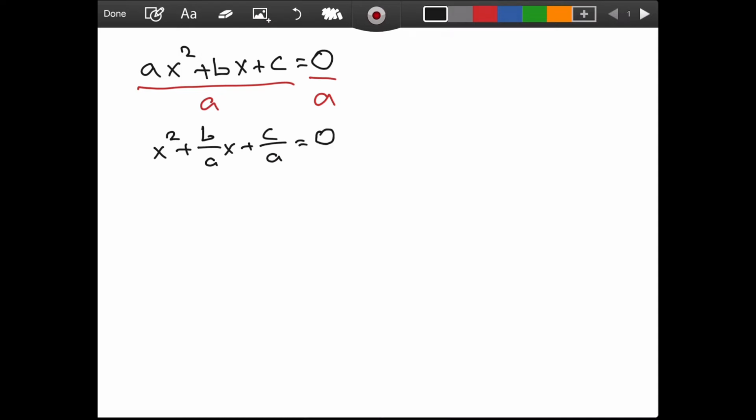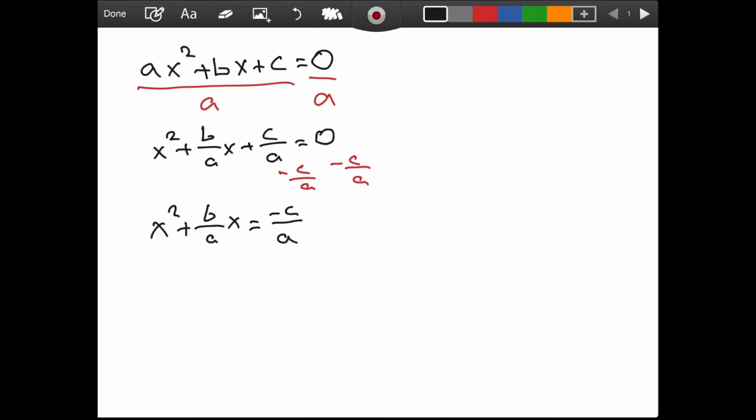Now I want to subtract c divided by a from both sides. I subtract c over a from both sides so that we have x squared plus b over a times x is equal to negative c divided by a.